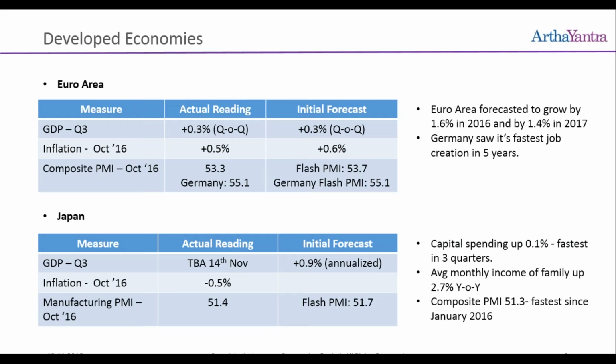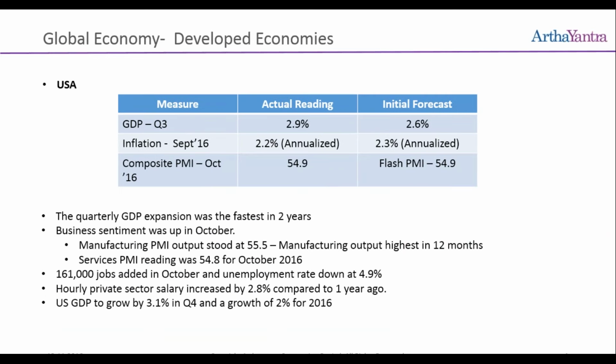Moving to the United States, consumption activity is up, and this consumption activity alone is driving the US economy as it always has. The GDP for the previous quarter, that is the quarter that ended in September, was at 2.9%. It was initially forecasted to be at about 2.6%. Inflation is at an annualized rate of 2.2%. However, we look at more of the actual inflation, which we prefer to be at about 2%.